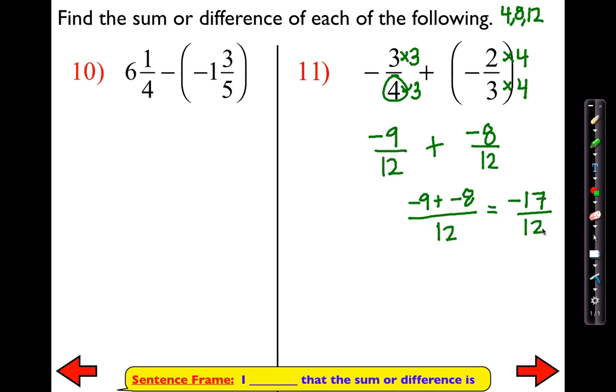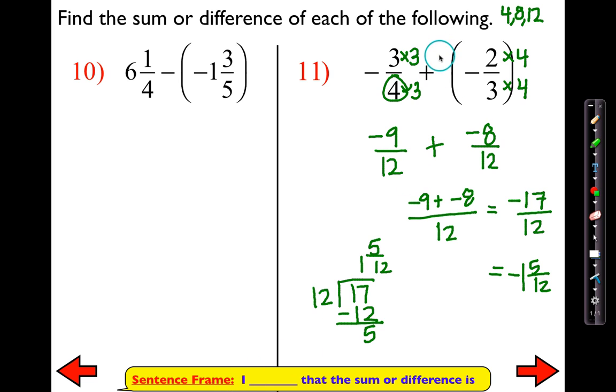We do have an improper fraction, so we're going to have to divide to turn it into a mixed number. I'm going to put the negative sign so I don't forget. Now off to the side, let's go ahead and divide. 12 goes into 17 once with a remainder of 5. So it's going to become 1 and 5/12 as our final answer. So I'm going to say I know the sum is negative 1 and 5/12.